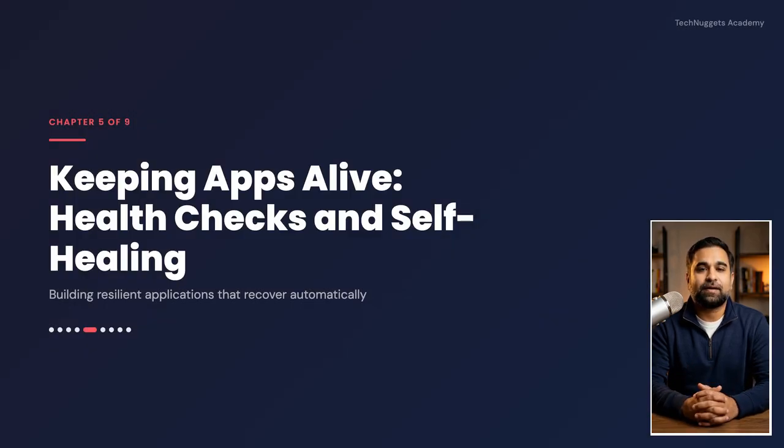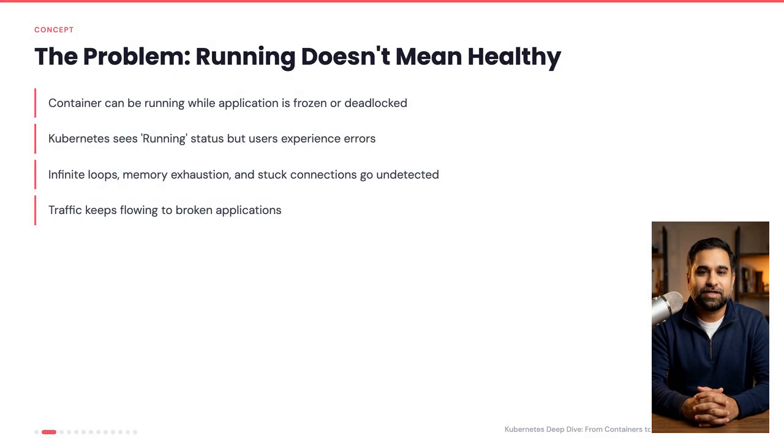This is chapter 5, and I'm genuinely excited about this one because we're going to make your applications nearly indestructible. In chapter 4, we learned how services connect pods together and route traffic to your applications. We set up cluster IP, node port, and load balancer services. We saw how Kubernetes gives you stable networking even when pods come and go.